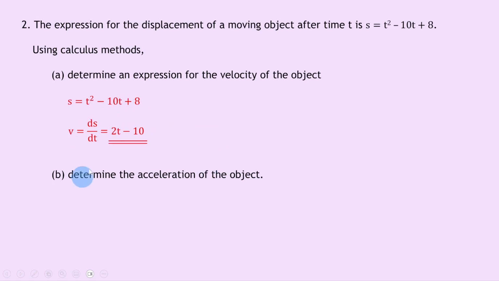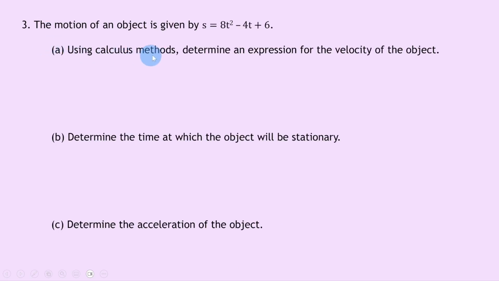Part B says using calculus methods determine the acceleration of the object. Well, remember to find acceleration from velocity, we have a equals dv by dt from the relationship sheet, which just tells us that acceleration equals the rate of change of velocity. So that means we can differentiate this expression with respect to time, so that will just become 2 meters per second squared. And the reason we put the unit in there is because we were talking about an acceleration here, and we got a constant value. So we could say that this is a constant acceleration of 2 meters per second squared.